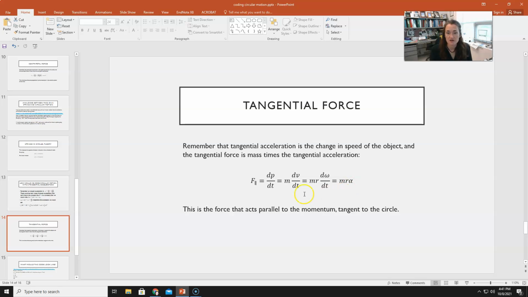So we have a new definition for F parallel, and that would be m r alpha, where alpha is our angular acceleration. Okay, so that's yet again the force that acts parallel to the momentum, which is tangent to the circle, and is responsible for speeding up or slowing down an object going in a circle.